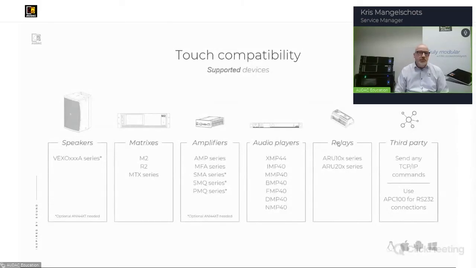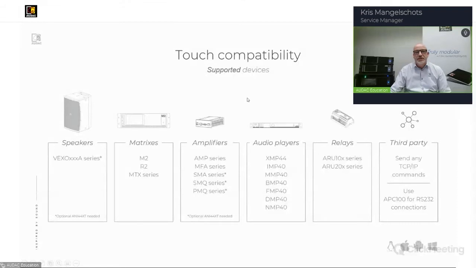If your device that you want to control, like a beamer or for example an HDMI switcher, has a serial connection, then you would need the optional APC 100 to act as a bridge between your TCP/IP command and the RS-232 command.